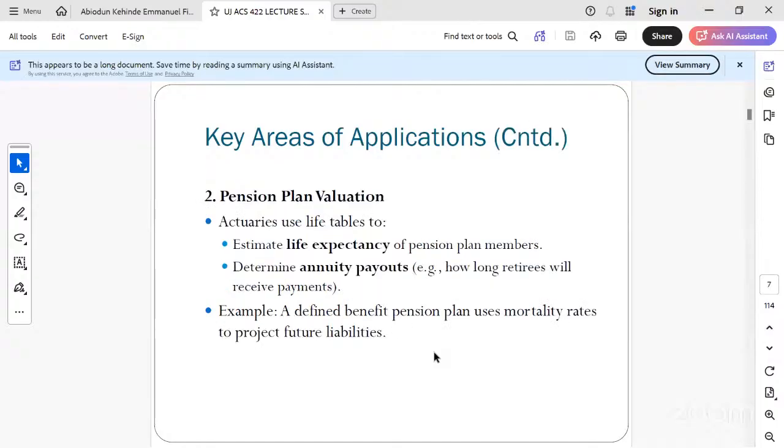Yes, sir. So another key area of application is in the pension and valuation. So pension plan and valuation. So we use life table to design future benefit of pensioner.